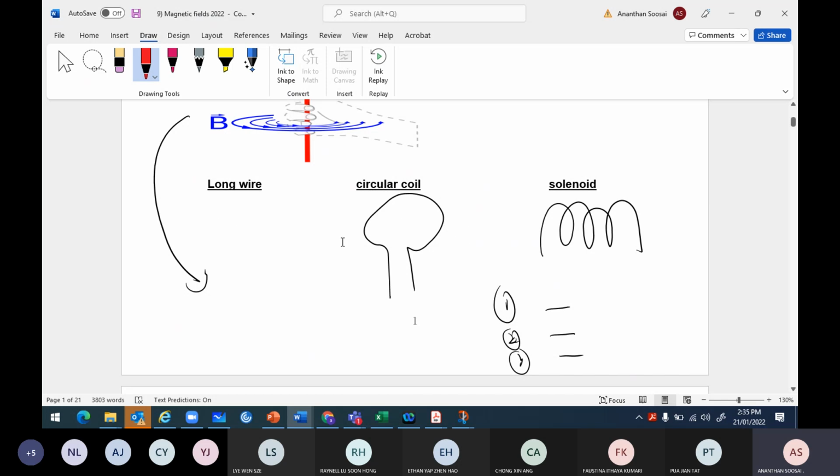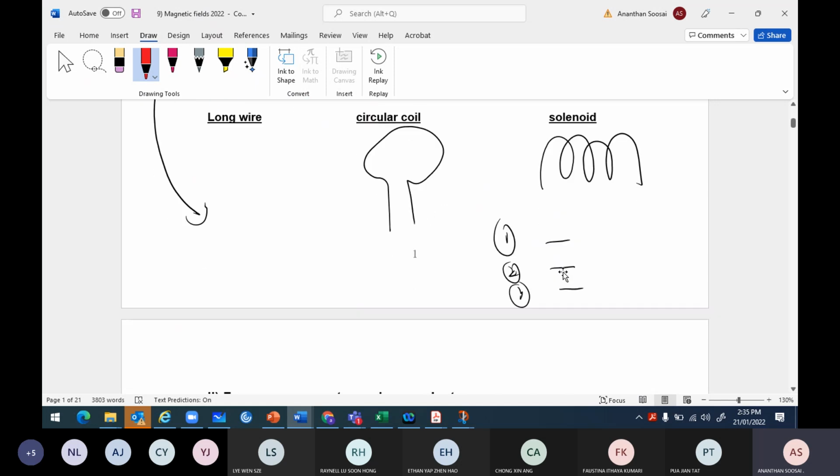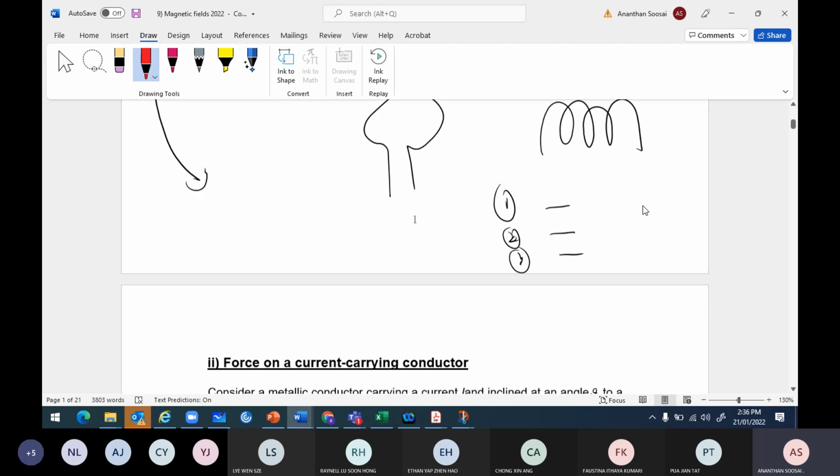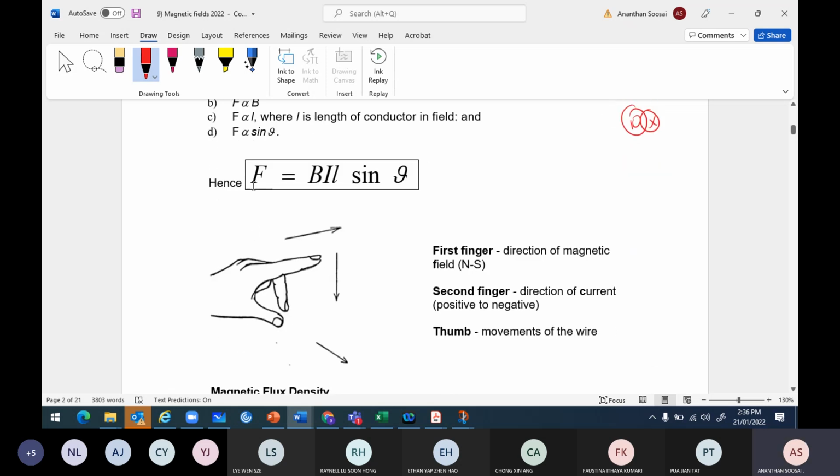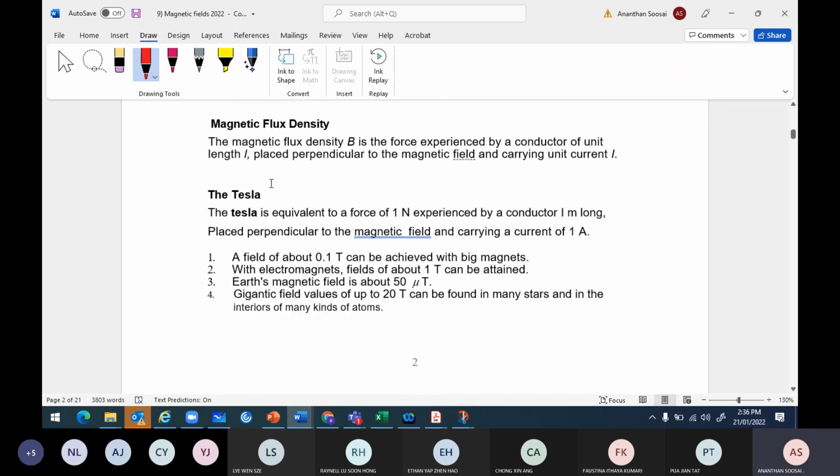Then we learned what the field patterns look like: long wire, circular coil, and solenoid, and three ways to strengthen the solenoid field: using more current, more number of turns, and placing a soft iron into the coil. Then we talked about the forces exerted on a current carrying conductor. So F equals BIL sin theta was introduced. And the direction you learned before in your O levels, so Fleming's left-hand rule, recall back. So we talked about the unit for magnetic field strength is Tesla.